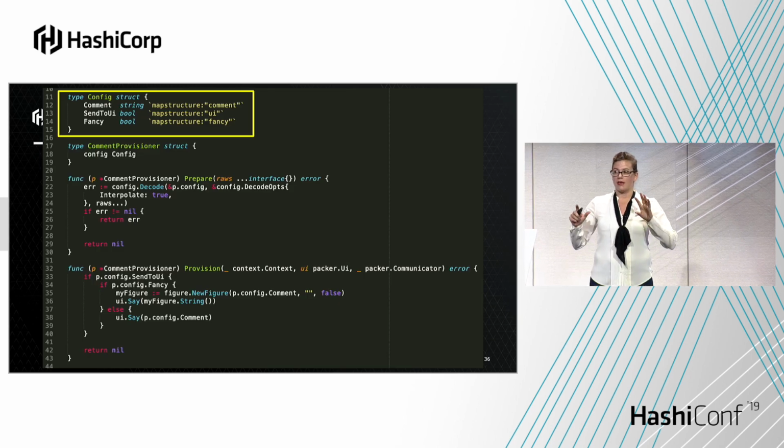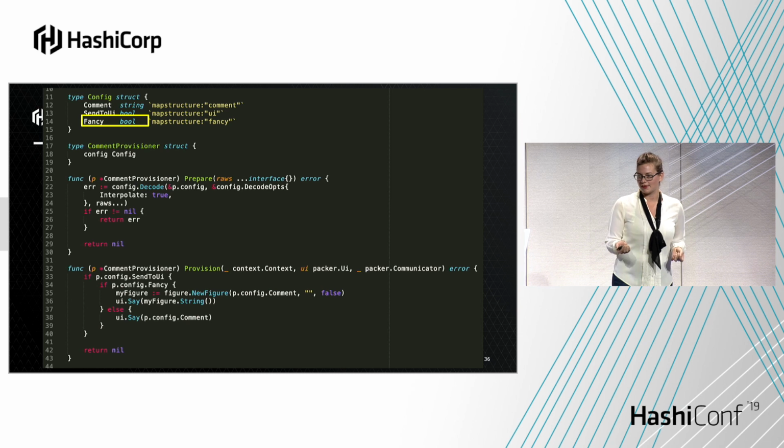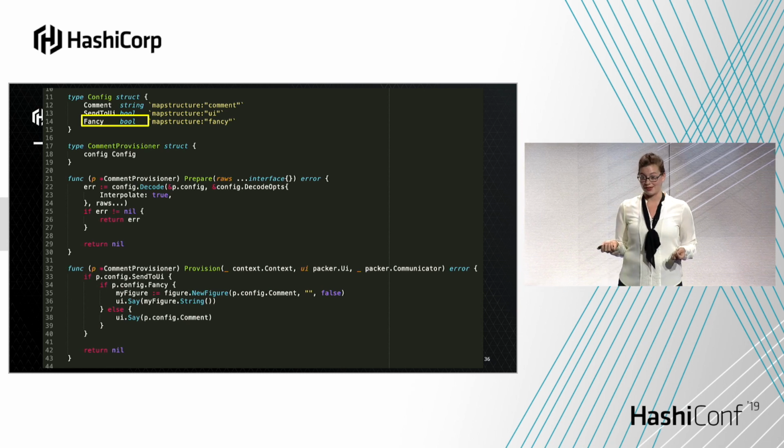After that, we have to define our config. So this is gonna be a direct one-to-one mapping to our JSON template. The JSON template that we have, I decided for this particular provisioner, should have 3 options. It should have a comment option, which is what I want to be saying inside of my provisioner. It should have a send to UI Boolean option that says whether or not to actually print information or to just be sort of a no-op annotation. And then finally, whether I want to put it in bubble text. And I've sort of facetiously named that one fancy, but it could be named anything.